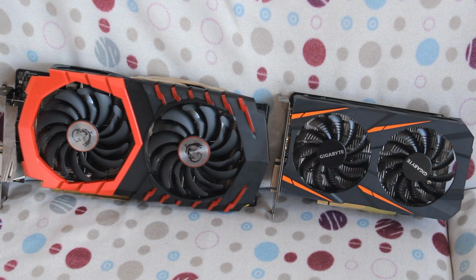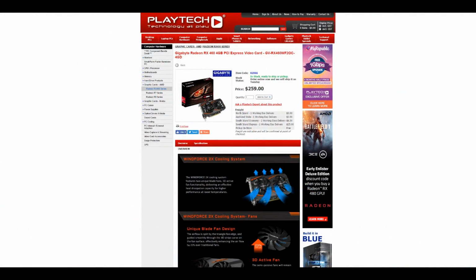Which brings us now to the conclusion, and we've got to go over the value for money aspect with these graphics cards. So for that, we have to add all the benchmarks together to get our average FPS. And for the little Gigabyte RX460 here, it got an average FPS of 22.9. So that's still somewhat decent. And with a price over at Playtech of 259 New Zealand dollars, it's costing you $11.17 per frame. So that's pretty decent there, value for money wise anyways.